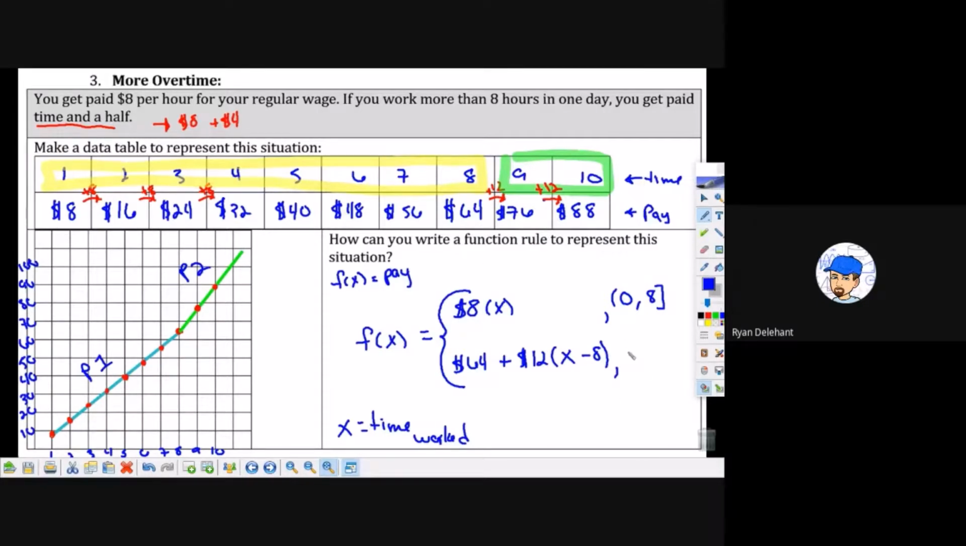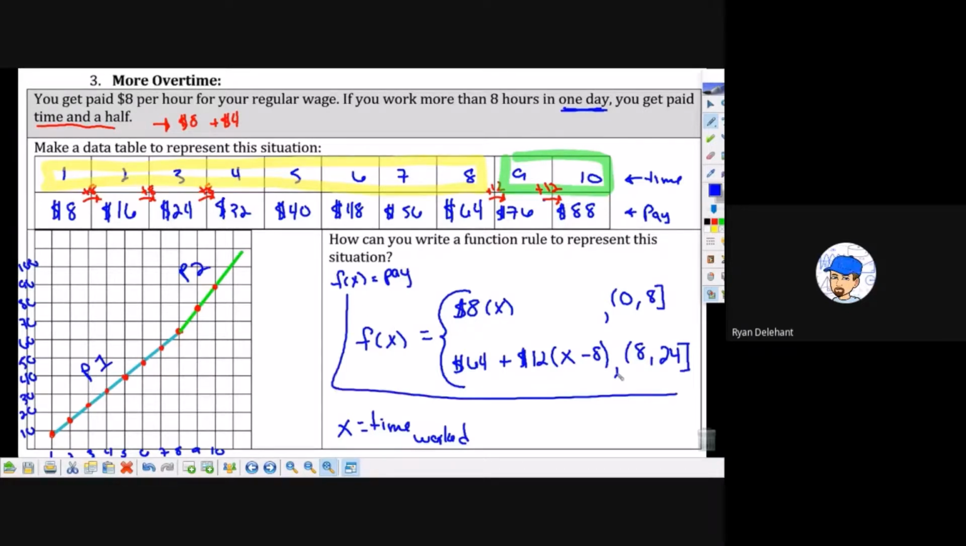But once we go past 8 hours, we get paid with this function. Now, we talk about the end of this. Is this how we'll get paid for forever? Because the domain on this one's weird. We don't see it on the graph. But how many hours are in a day? You get 24, right? And the way that this is worded, when should that domain end? Well, technically, you can't work more than 24 hours in a day because there's not more than 24 hours in a whole day. So this ends at 24.